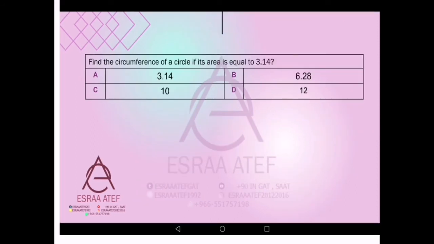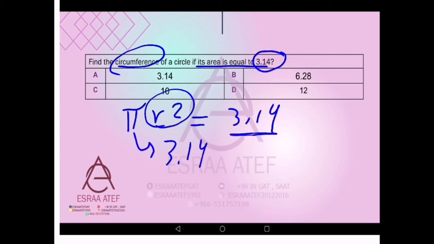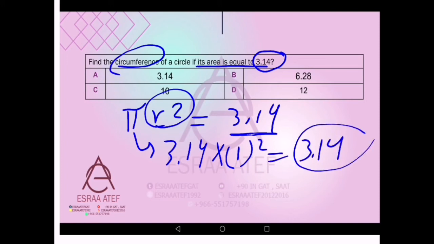Okay, here he wants you to get the circumference of the circle, whose area is 3.14. The area of the circle is pi r squared, and it equals 3.14. We know that pi is 3.14. So it means that r is 1, because 1 squared gives the same answer. So from this area we get that r equals 1.